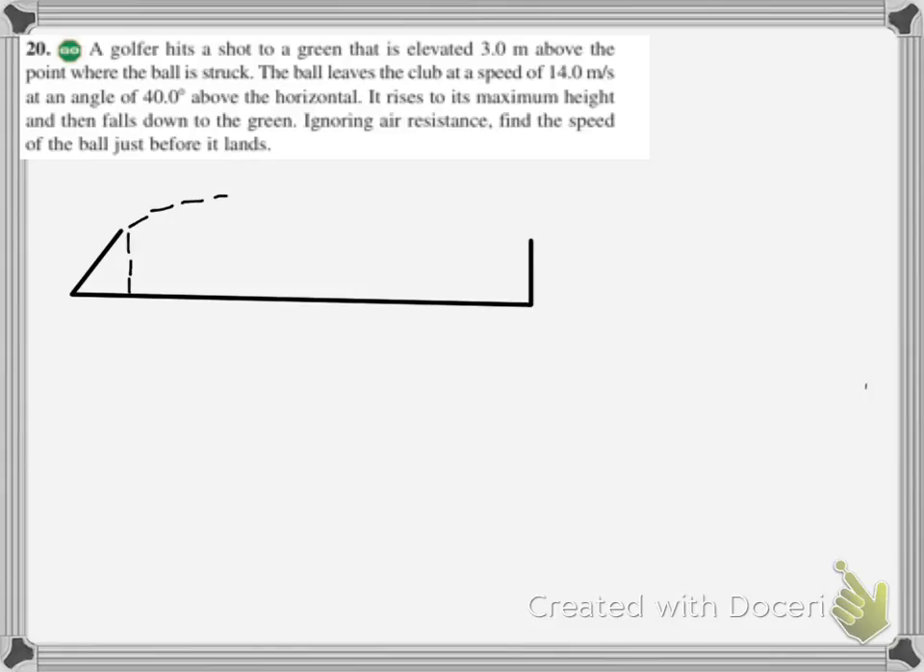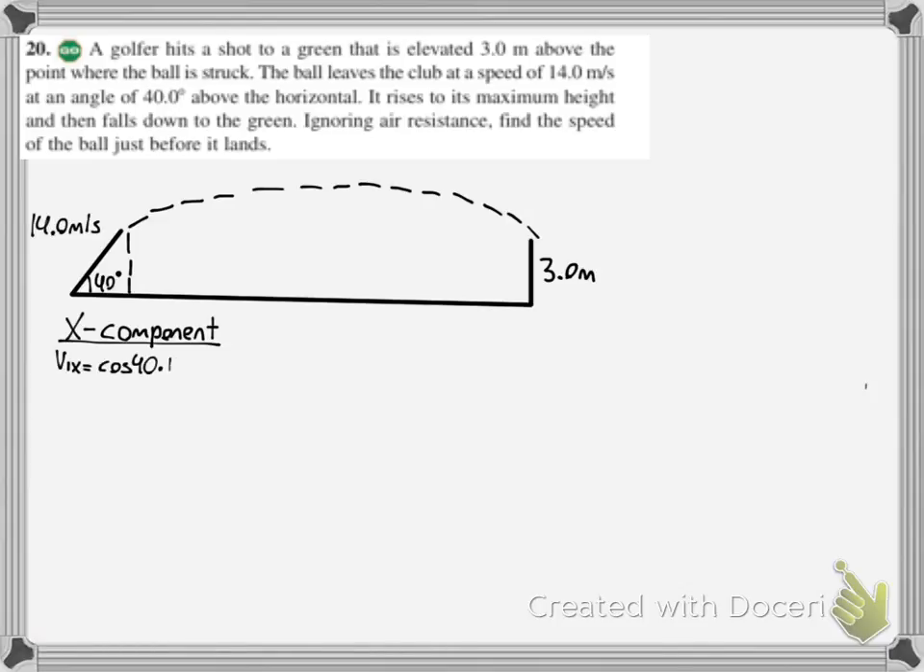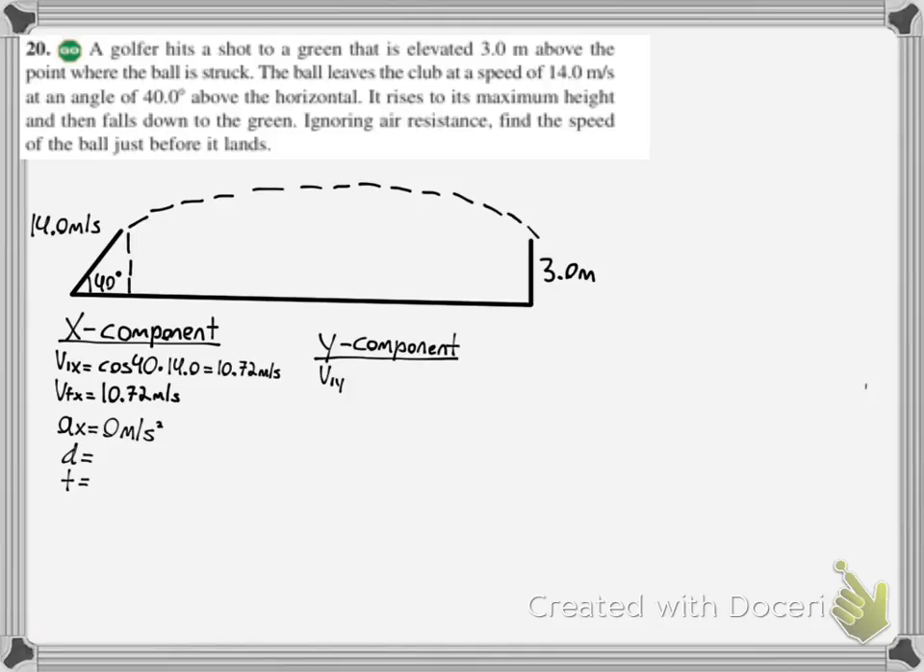So we start off by drawing our diagram, and our initial velocity is 14 meters per second at an angle of 40 degrees, and we know it lands 3 meters above where it was initially struck. For our x components, using trigonometry, we find that the initial velocity in the x is 10.72, final velocity in the x is 10.72, acceleration in the x is 0 meters per second squared, and we don't know our displacement or our time.